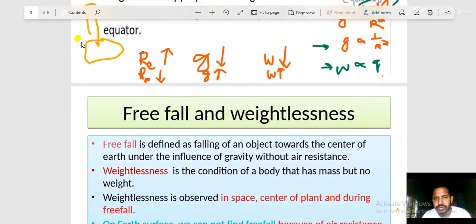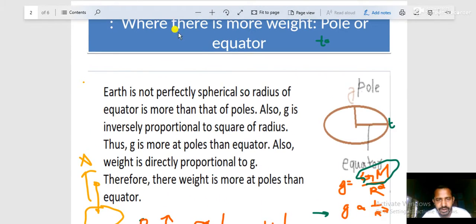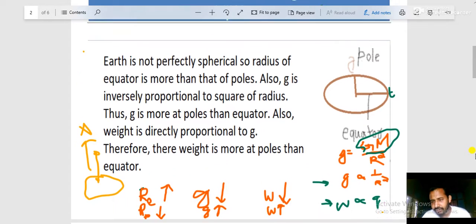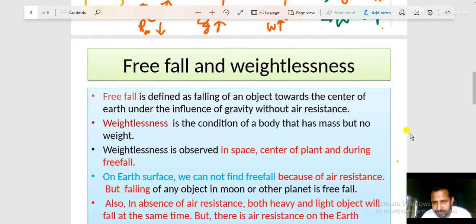Weightlessness means weight equals zero. How is it possible? Weightlessness means there is a mass, W equals mg. You have learned this formula, W equals mg. Though there is a mass, you don't see the weight. Weight is zero. You don't feel the weight. It means that there is a mass, the mass is not zero, but g is zero. Otherwise you would feel the weight. So g is zero, W equals zero. This is called weightlessness. You can say that weightlessness is the condition of a body having a mass but no weight. No weight means weight equals zero, but there is a mass. Such a case is called weightlessness.